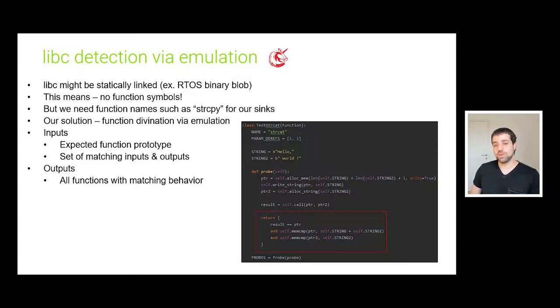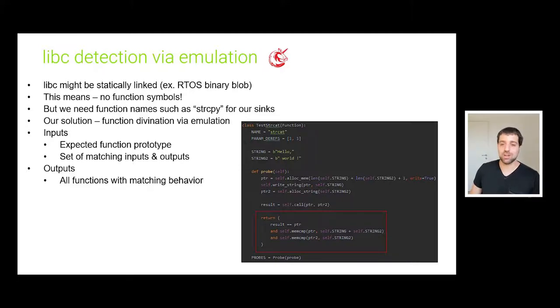So what we do is we take each function that matches in terms of prototype, and then we write test cases to understand how it would behave if it's strcpy, for example. So you have inputs to the function. In this case, we test if it's strcat, for example. Argument one is hello, and argument two is world. Then you set up the emulation for the function, for example, memory allocation if you need, writing out the arguments, and then you call the function. So you call it via emulation.